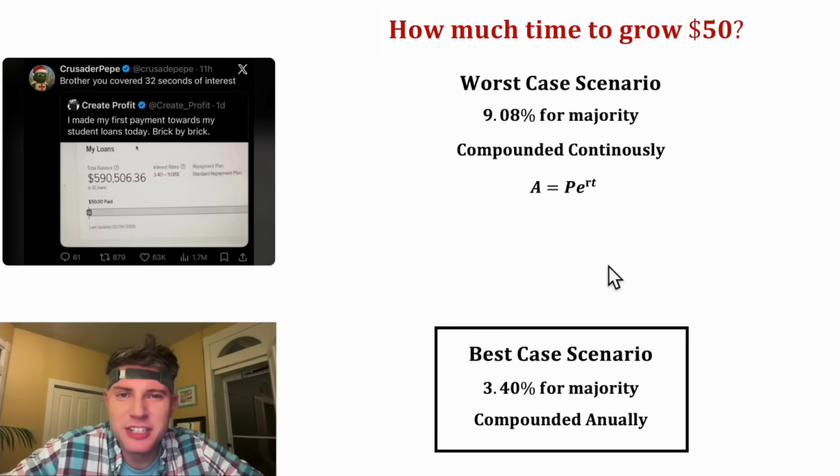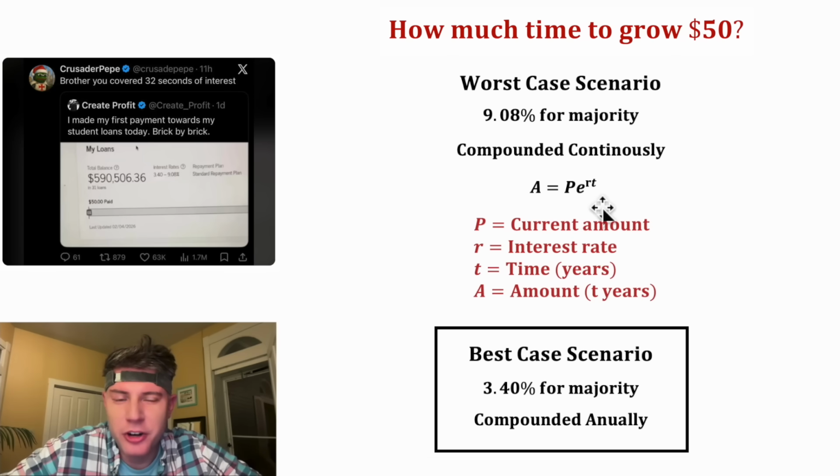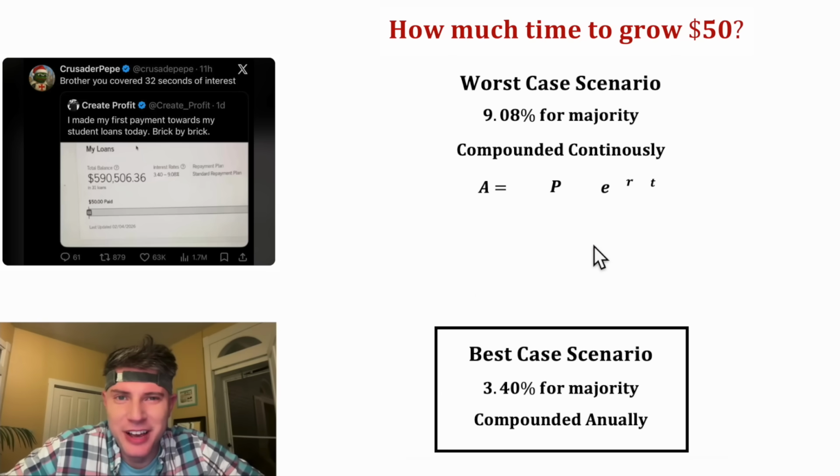So the formula for continuously compounded interest is A equals P e to the rT, where P is your current amount, r is your interest rate, t is your time in years, and A is your amount after t years. So now let's plug in our values. For the interest rate, it's going to be 9.08%, or in other words, 0.0908. And then for the principal, the amount we owe right now, let's put the entire loan at this interest rate. That'll make it the worst case scenario.